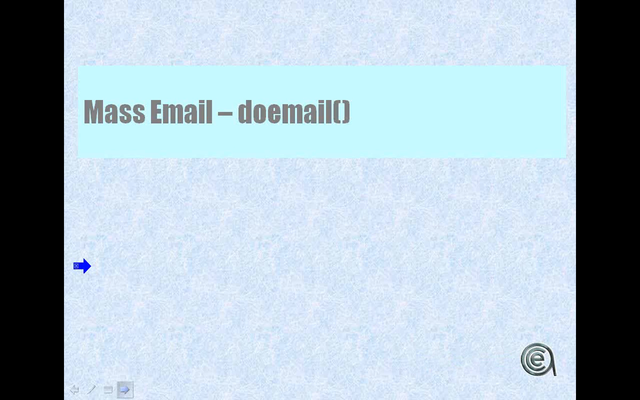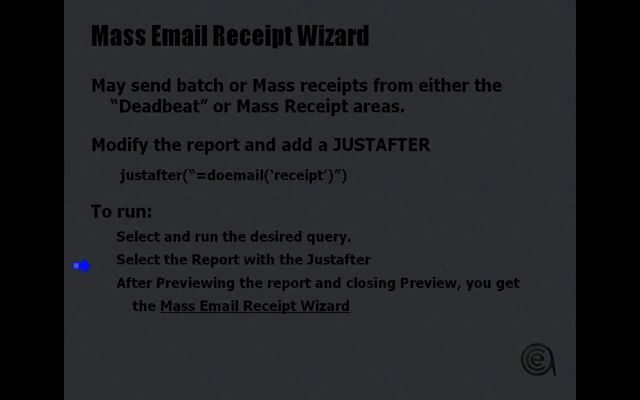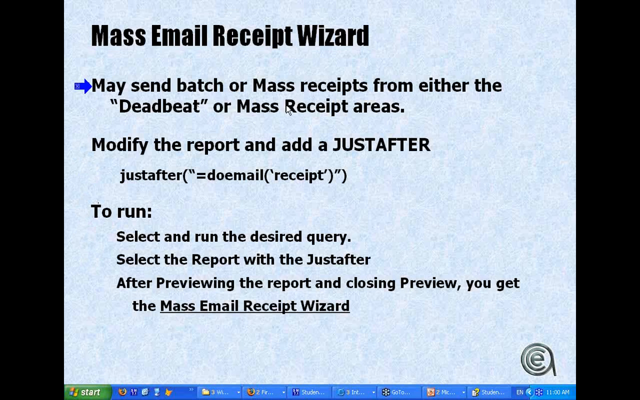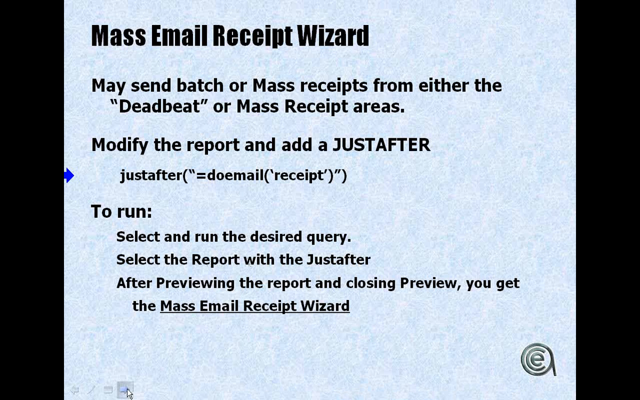Mass email, do email. That was mass email. The mass email receipt wizard. Again, there is the ability to do a mass receipt option. Instead of using just straight do email, you'd put inside the email parentheses the word receipt in quotes. That will basically run a set of mass receipts out to a group of people. Some people like to mass batch their receipts rather than sending them directly after a registration. It's probably not many people that do that, so I'm going to go past that.